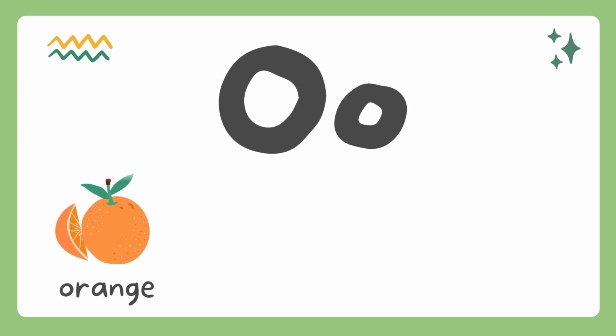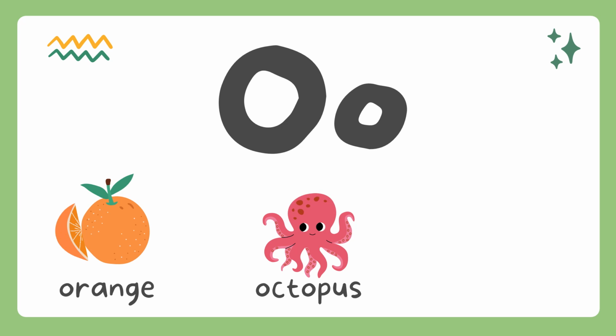Letter O. O is for orange, octopus, oval.